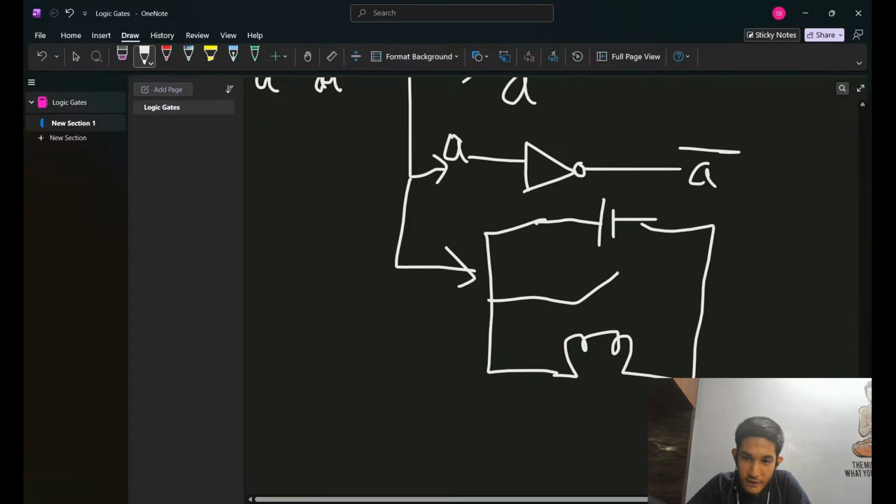So what we can do is put the switch directly here. So now what does this do?